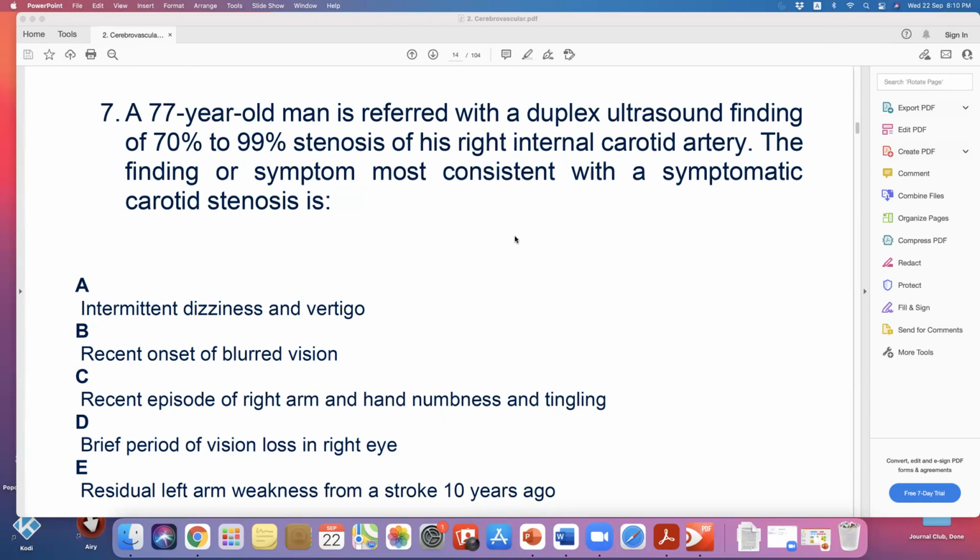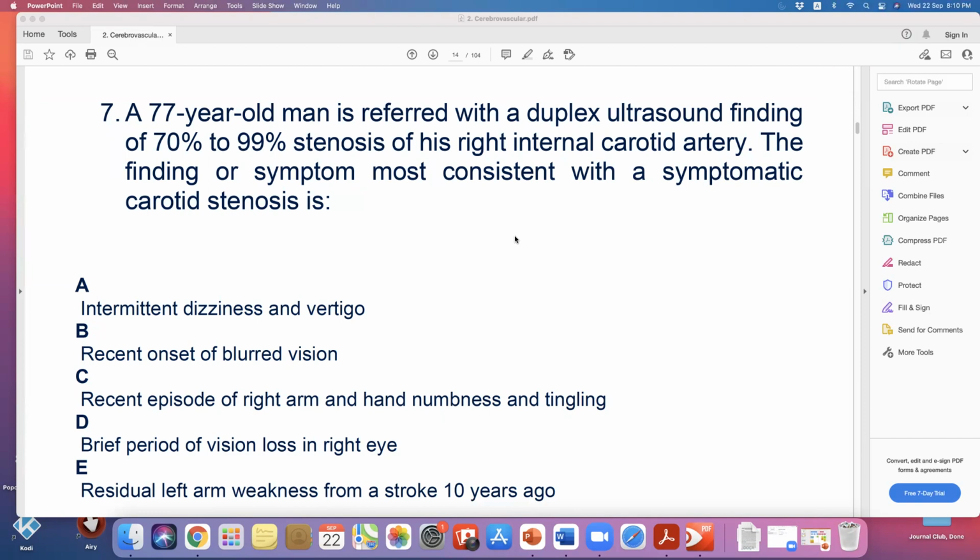Recent onset of blurred vision. Okay. Now, what's the symptom of carotid stenosis? It could be like an ophthalmic TIA. Yeah, this is blurred vision, right? This is a TIA, this is ophthalmic. So this could be correct. Okay. Yes.